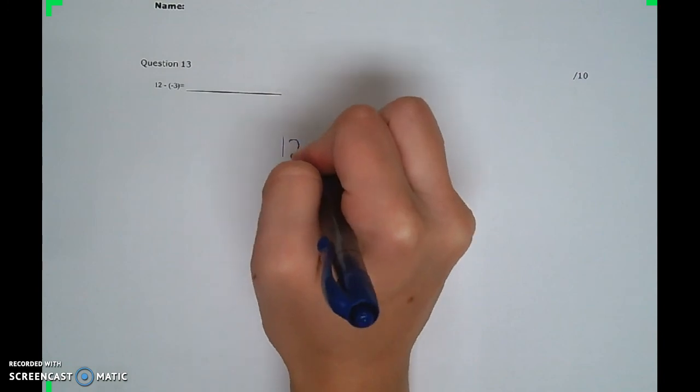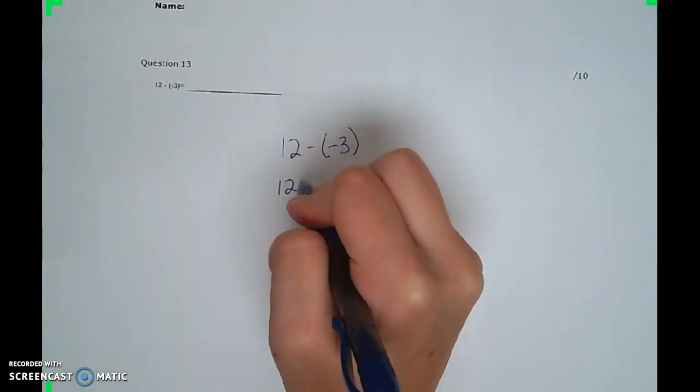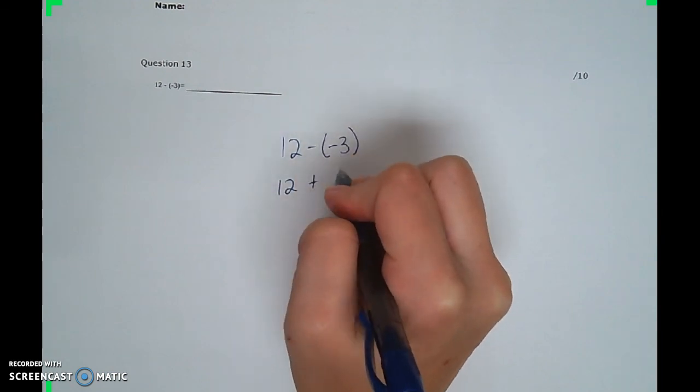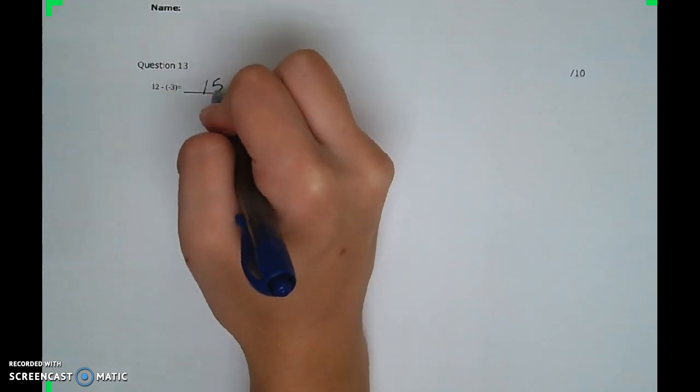Here I have 12 minus -3. I want to rewrite that as 12 plus, since 3 was negative, now I want to make it a +3. And we know that 12 plus 3 gives us just 15.